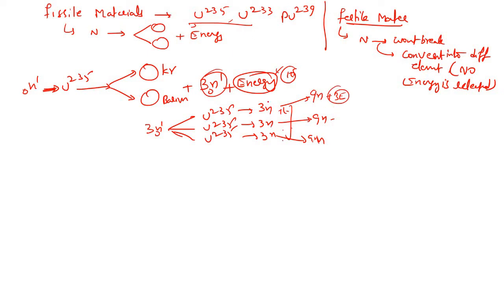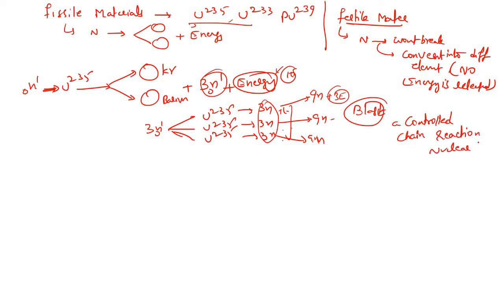So we need to control this number of neutrons, otherwise more and more energy will be released, and at one stage the heat is so high that a blast will occur. So this chain reaction should be controlled. We need a controlled chain reaction in our nuclear reactors. This is very important, otherwise nuclear reactors will blast.